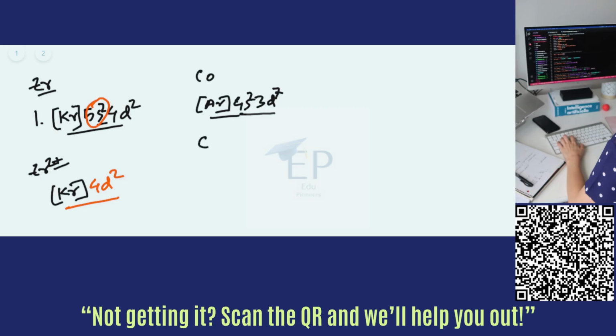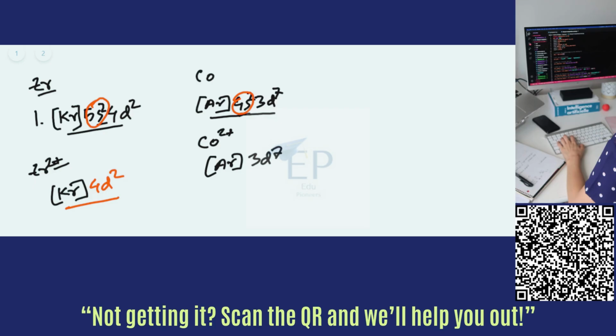Then in case of cobalt 2+, we just have to remove 2 electrons from the cobalt element, and we'll have to remove these 2 from the s orbital. So cobalt 2+ has an electronic configuration of argon and then 3d7.